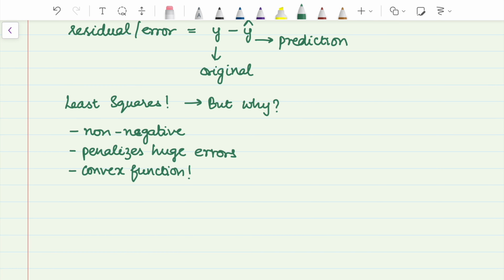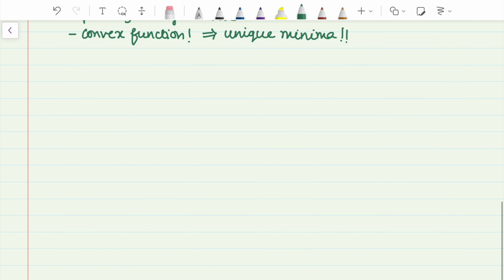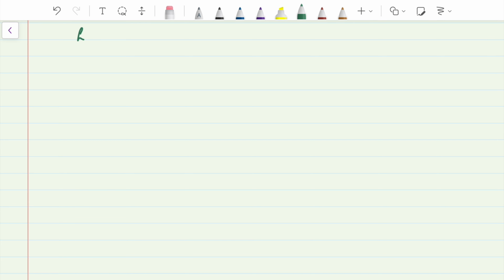Next, least squares is also a convex function which makes our life easier, and we can end up approaching a unique minima. Now, we define something known as a loss function using the least squares approach. We can call the loss function an intelligent representation of the error.